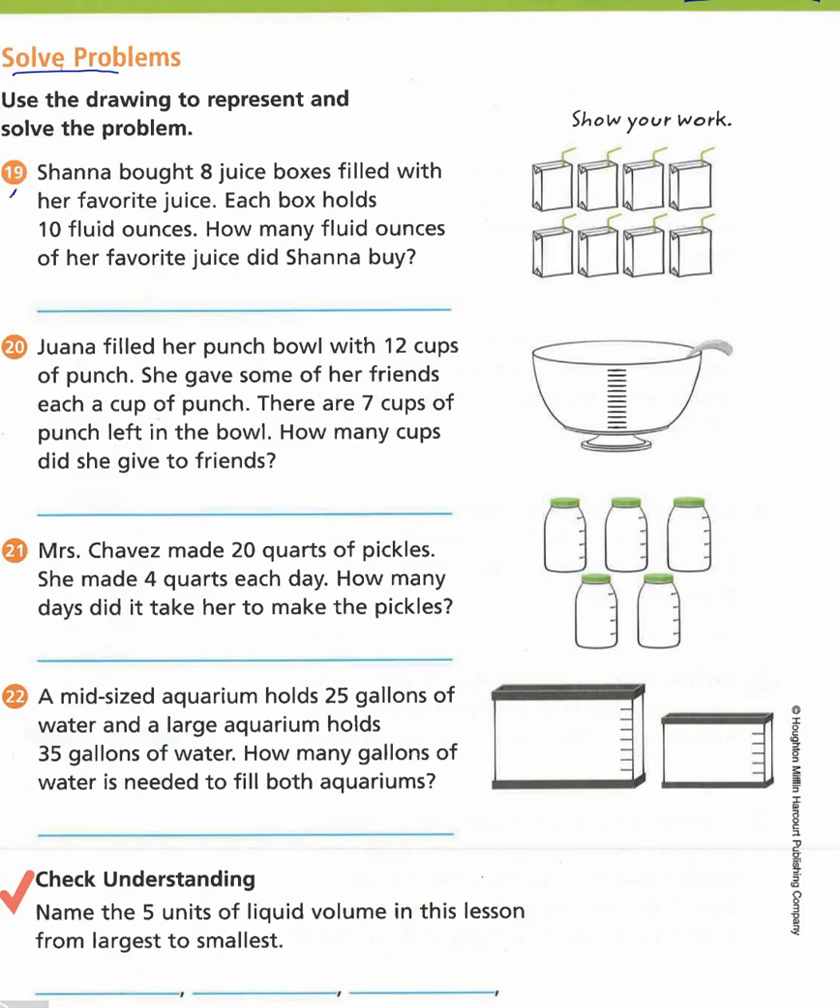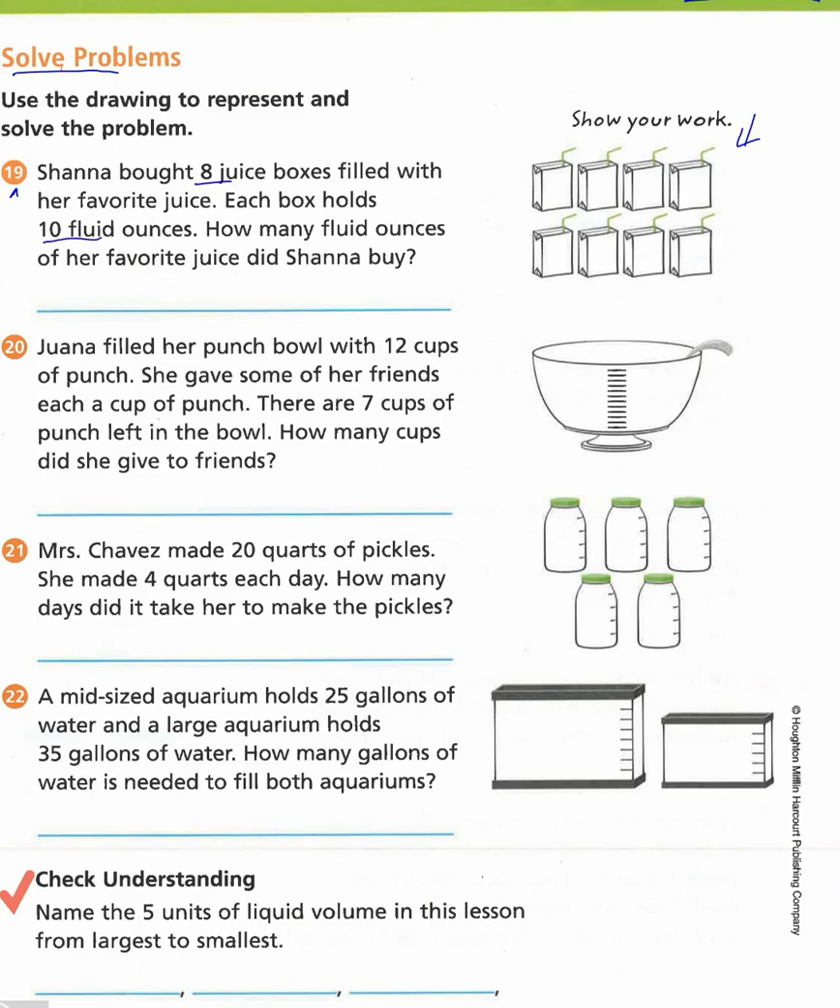So number 19 here, Shanna bought 8 juice boxes filled with her favorite juice. Each box holds 10 fluid ounces. How many fluid ounces of her favorite juice did Shanna buy? And then over here it says to show your work. So here's what we can do. So here's our picture, which of course I love. They have pictures.